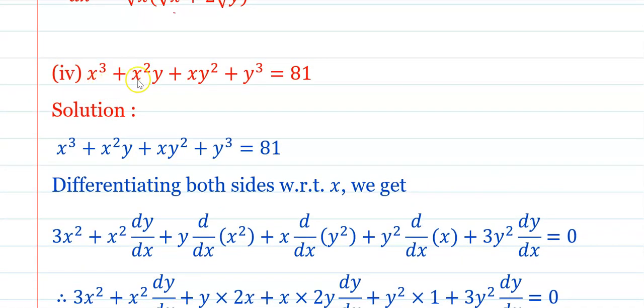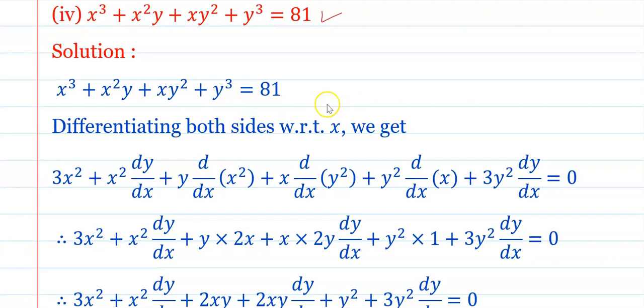x raised to 3 plus x square into y plus x y square plus y cube, and that's equals to 81. Again, this is the implicit function. म्हणून या टाइपच्या फंक्शनचे डेरिव्हेटिव्हज काढताना डिफरन्शिएट डायरेक्टली on both sides. The derivative of x cube is 3x square. Derivative of x square into y.